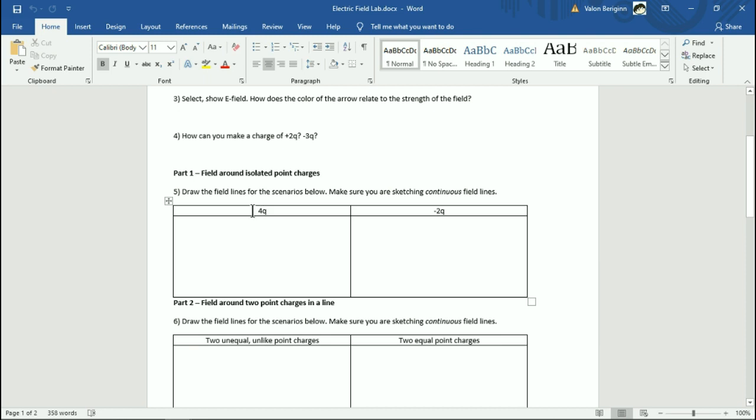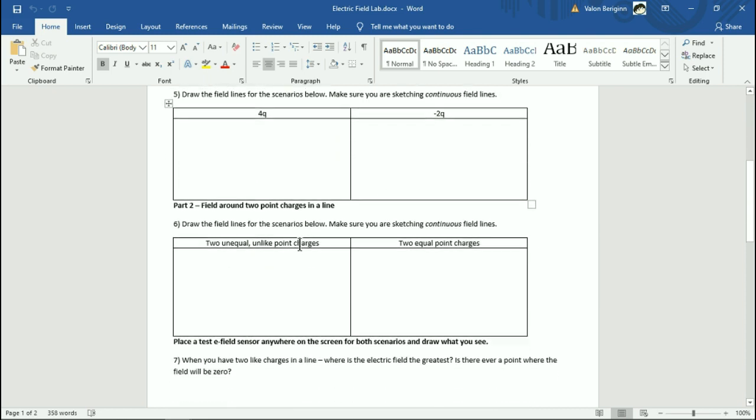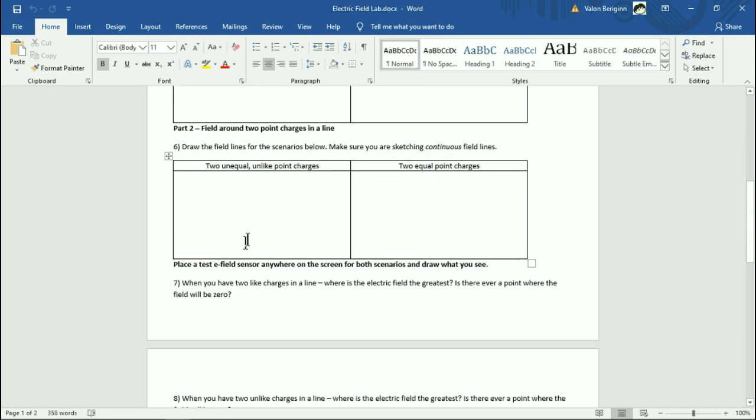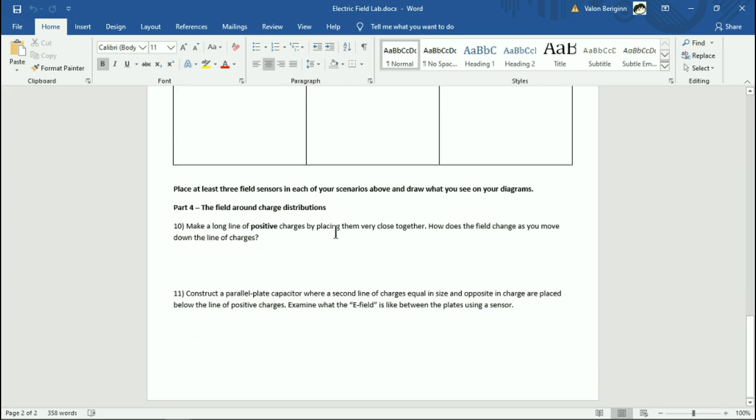So you can see how you have fields from a +4 charge or a -2 charge. So to unequal, unlike, that's your design, by the way. So unlike means a positive and a negative, whereas two equal point charges would be two positives or two negatives. And testing what this looks like. So there's a lot of drawing fields in.